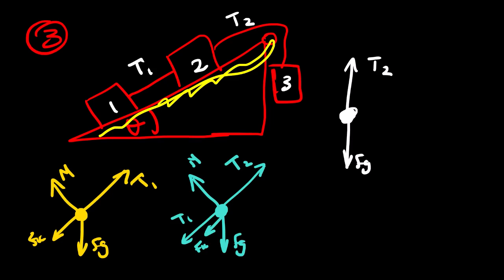So let us start with 3. The displacement of object 3 is moving downwards, so we are going to take down as positive, up as negative, meaning that our equation here, we are going to have positive FG minus T2 equals MA.